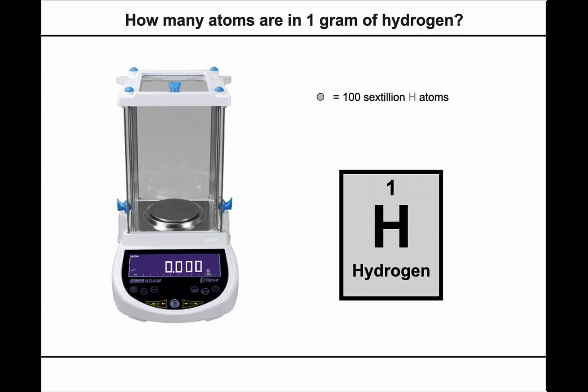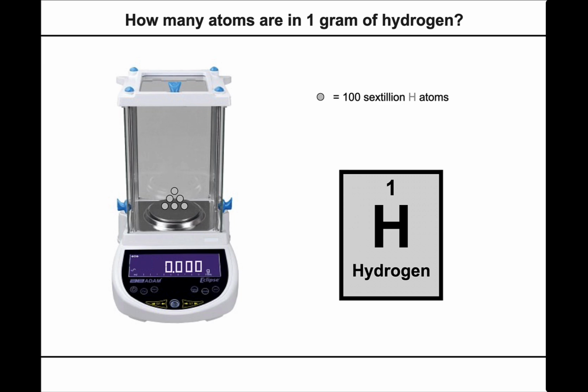What could that look like? Well, it's in the sextillions, all right? I have this little key on the top here. It says gray circle equals 100 sextillion hydrogen atoms. So I'm going to put 100 sextillion hydrogen atoms on the balance. And then I'm going to put another 100 sextillion hydrogen atoms on the balance. And another 100 sextillion hydrogen atoms. And I'm going to keep doing that until I get to 1 gram.